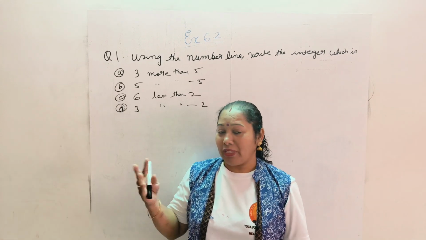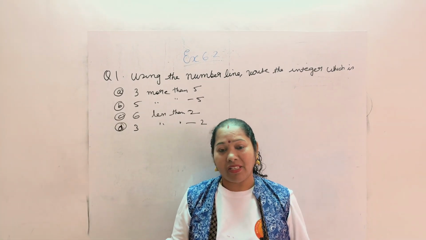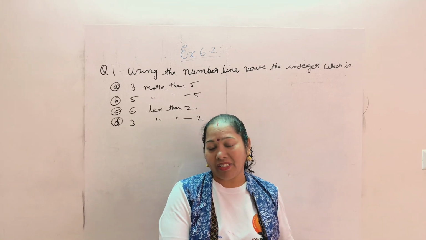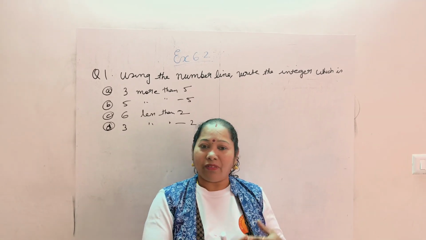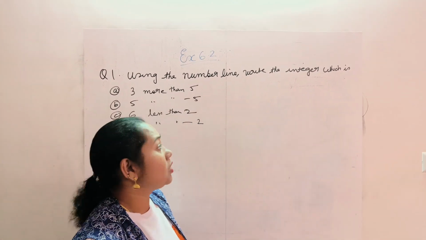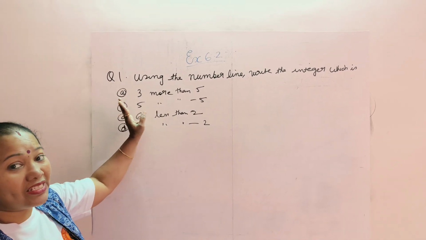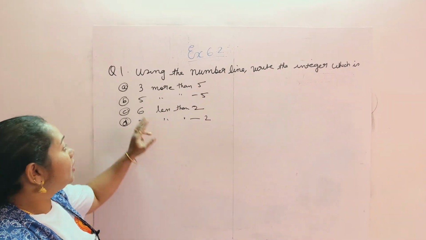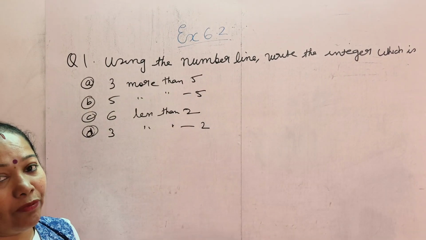Today we are going to do exercise 6.2 of class 6 integers. Already we have uploaded many videos regarding integers. Please go through the same and after that please come back and watch this video. So question number 1, exercise 6.2. Using the number line, write the integers which is 3 more than 5.